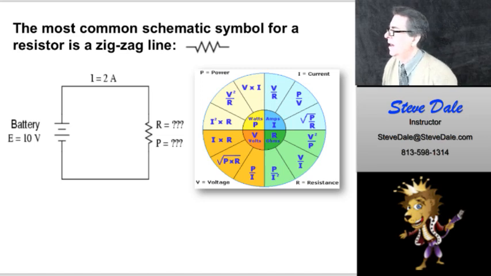So here's another circuit. Let's take a look at this. You got a battery of 10 volts. You've got a current of what?